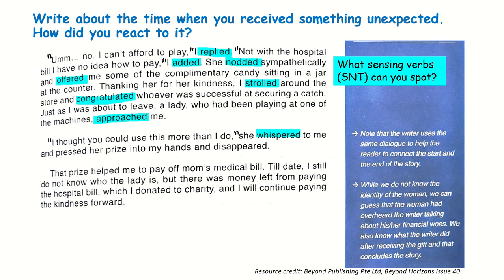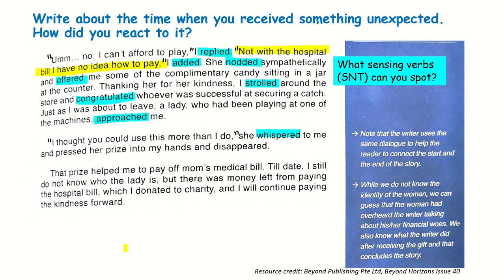Now, I would like to spend some time to talk about the reflection. Okay, so while we do not know the identity of the woman, we can guess that the woman had overheard the writer talking about his or her financial woes. We also know what the writer did after receiving the gift, and that concludes the story. So, in other words, what was very important because of this particular dialogue? Not with the hospital bill, I have no idea how to pay. Okay, that explains why this lady who won the diamond ring gave it to the writer. Okay, and that is why it was unexpected. Okay, she didn't expect this to happen.